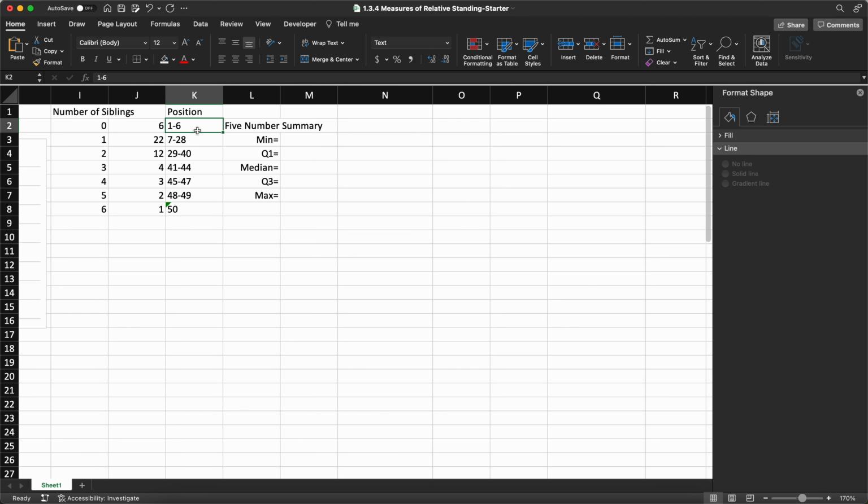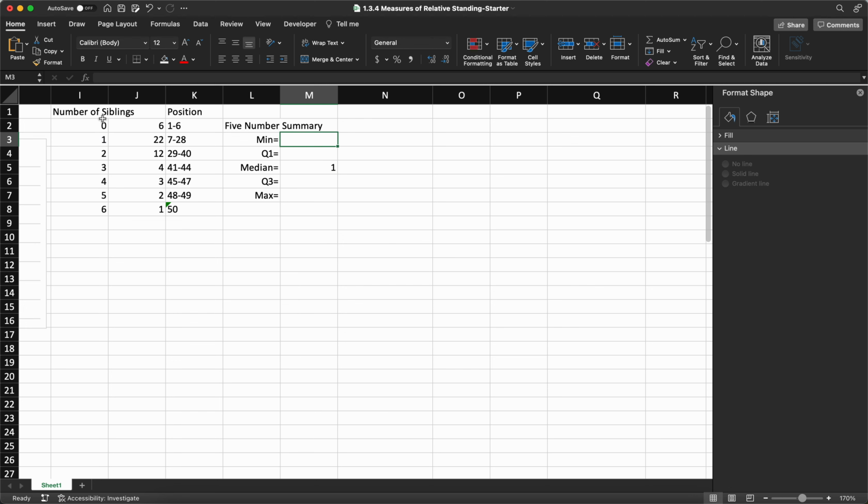So I have my 1 through 6. Okay, now we know halfway to 50 is 25. This is an even data set. There's 50 values. So between the 25th and the 26th value is where the median is going to be. Since 7 through 28 is in this bin right here, that means the 25th and the 26th data point are both 1s. And so my median is going to be a 1. So I'm just going to reference the cell that has the 1 in it, and I know my median is a 1.